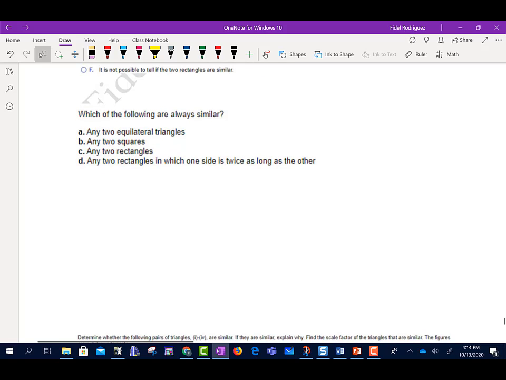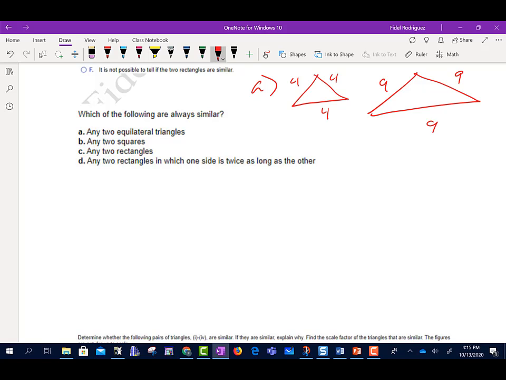Now, let's take a look at the next problem. It says, which of the following are always similar? Let's take a look at part A, equilateral triangles. Remember what equilateral triangles look like? They look something like this. So these sides could all be 4, 4, 4, and these sides here might all be something like 9, 9, 9. And these angles are all going to be 60 degrees, and they are in fact proportional. So for part A, I would say yes.